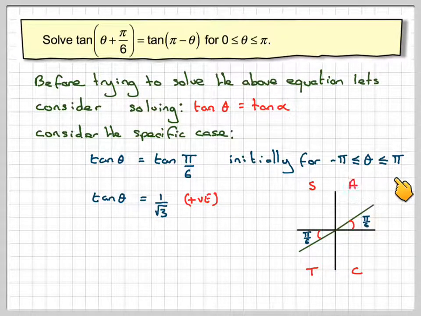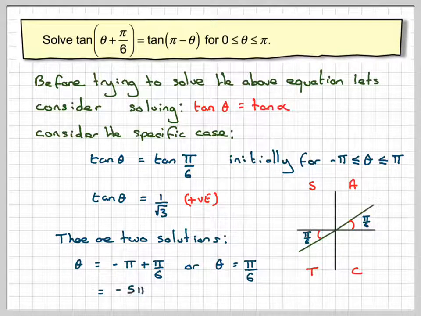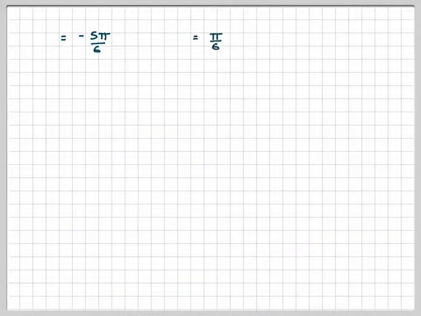Then we can get solutions. If we're solving from minus pi to pi, the first solution will be minus pi plus pi/6, and the second solution will be 0 plus pi/6, which is pi/6. Minus pi plus pi/6 gives me minus 5 pi/6, and then we get pi/6 from that one. So writing that all out again.